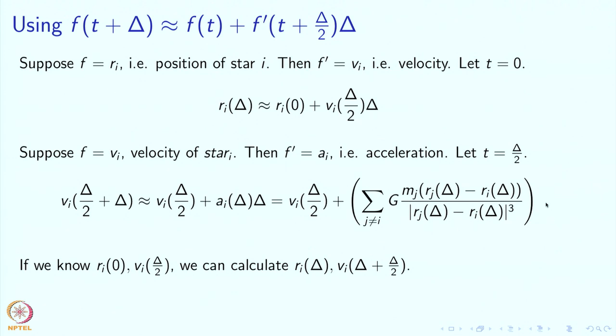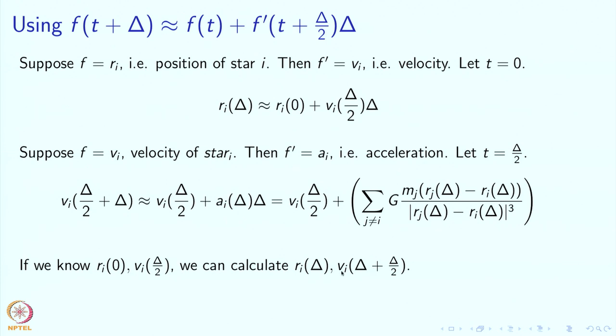So basically, what has this led us to? This says that if we know r sub I of 0 and v sub I of delta by 2, then we can calculate r sub I of delta and v sub I of delta plus delta by 2. Let's just check again. Can we calculate r sub I of delta? Well, here is r sub I of delta. Do we have r sub I of 0? Yes, we said if we know r sub I of 0. Do we know v sub I of delta by 2? Yes, if we know v sub I of delta by 2. So if we know these two things, we will be able to calculate r sub I of delta.